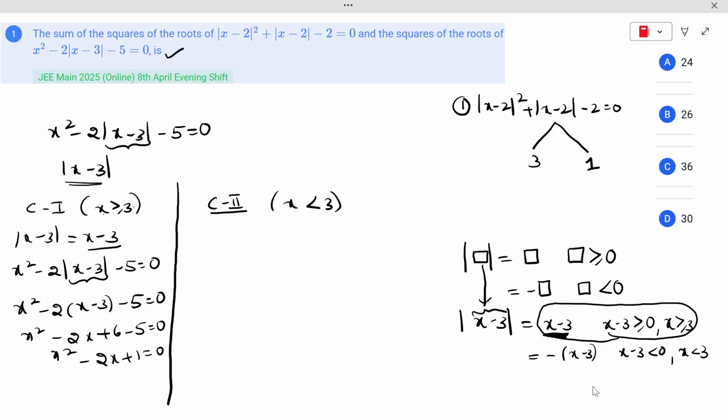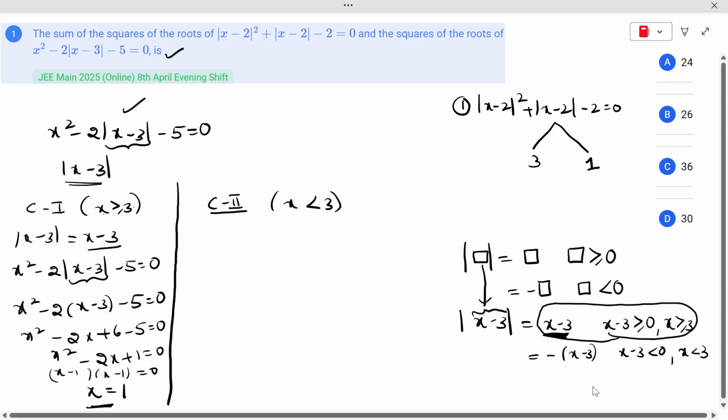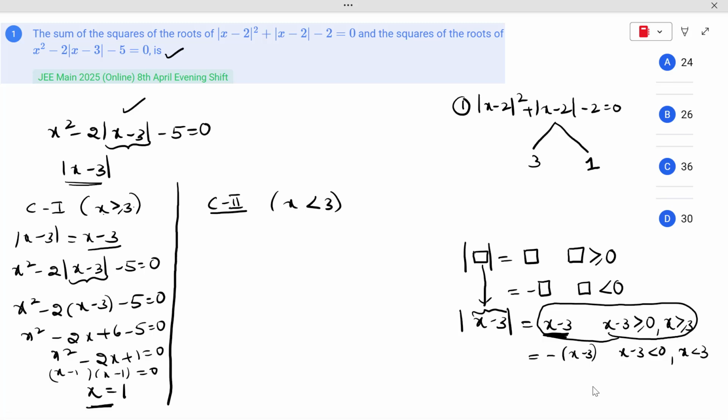If you solve the equation, you get a repeated root: x minus 1 into x minus 1 is equal to 0. So x is equal to 1 is the root. Always remember that whenever you are dealing with modulus functions, always check whether the root you got is a valid root or not. Is the root satisfying the case which you have taken?